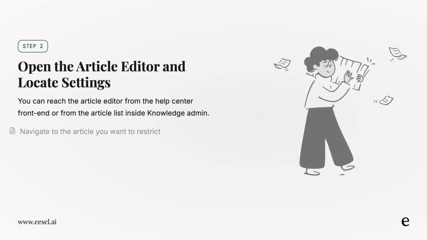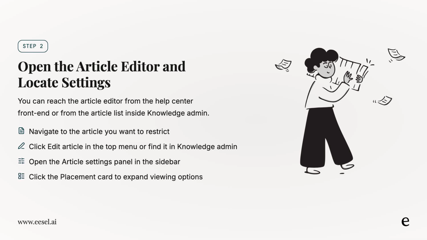With your segment created, navigate to the article you want to restrict. Open it in the article editor from the Help Center front end, or from your article list inside Knowledge Admin. Then open the article settings panel in the sidebar and click the placement card to reveal the viewing options.